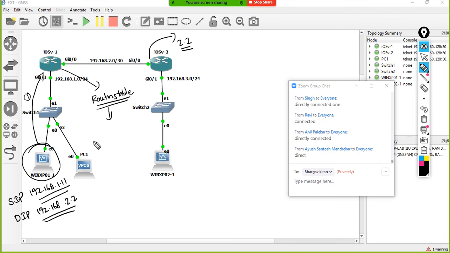It does ARP. This is the secret. Everybody has to remember this. It does ARP. Then after that, what will it do?